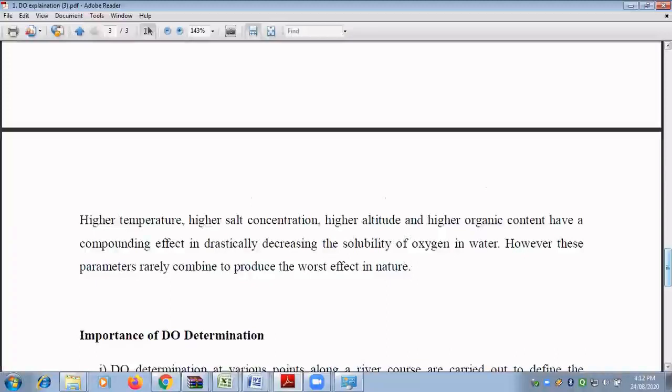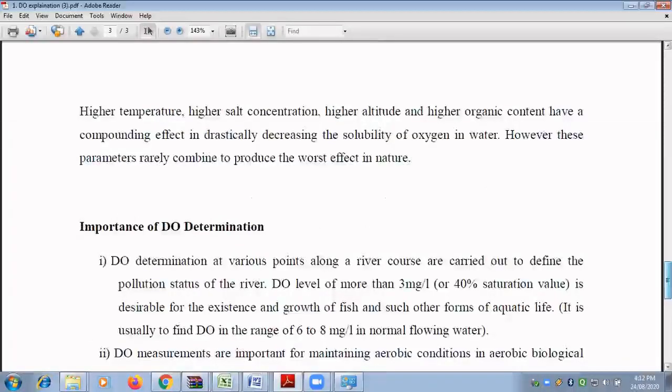So all these will not come together to produce a very worst effect, right? Particularly, all of these factors have their own significance, but rarely in nature do we find that these factors come together to produce the worst effect, right? So what is the importance of this DO determination?